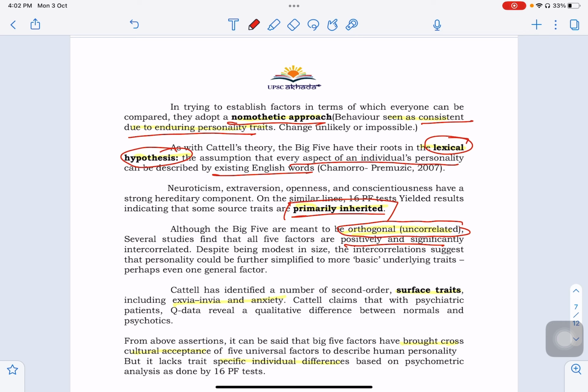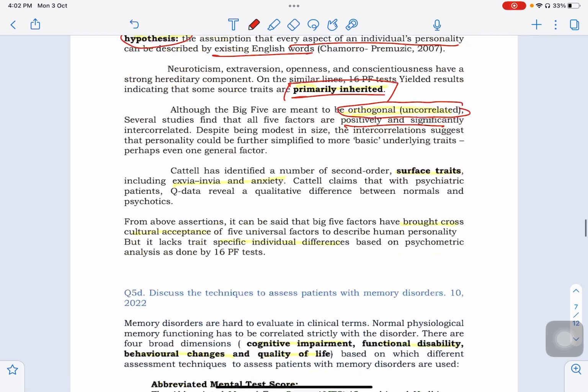So if you say the size is an issue, then even 5 is also big compared to 1 or 2 factors. And Cattell has also the surface traits which arrive, like extraversion, neuroticism, and anxiety, which arise from these 16 factors. So it also gives some broader traits like Big Five. So studying from the aspect of 16 personality factors is also fine.